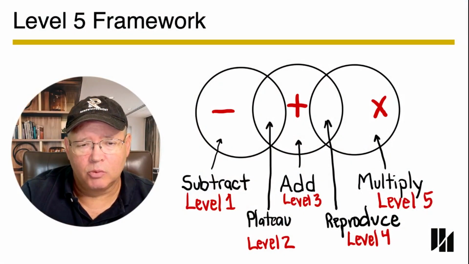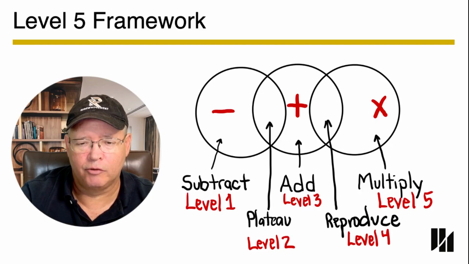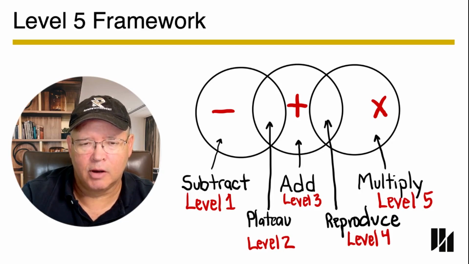We started with the level 5 framework. There are 5 levels of what we call multiplication: subtraction, plateau, addition, reproduction, and multiplication, levels 1 through 5. If you recall, about 35% of churches are subtracting at level 1, about 35% are plateauing at level 2, and about 30% at any given time are adding. That's 100% of churches have their core somewhere between level 1, 2, and 3 in our day-to-day operations.